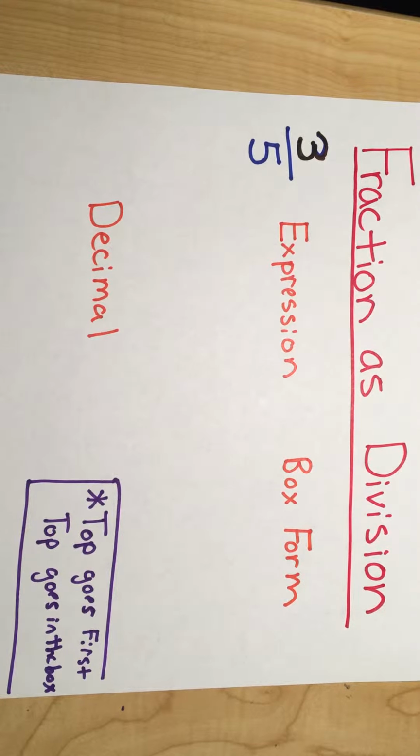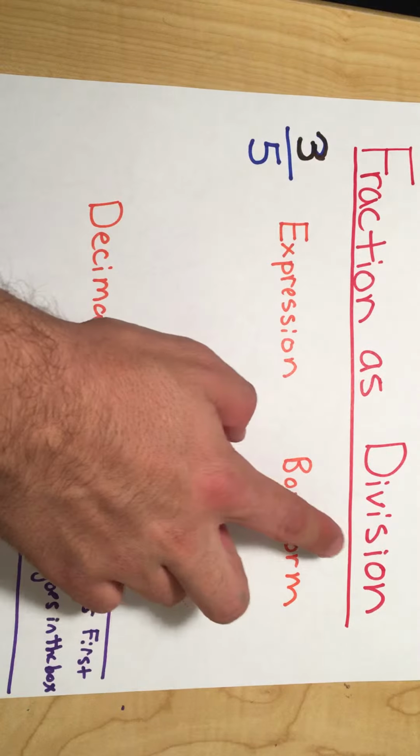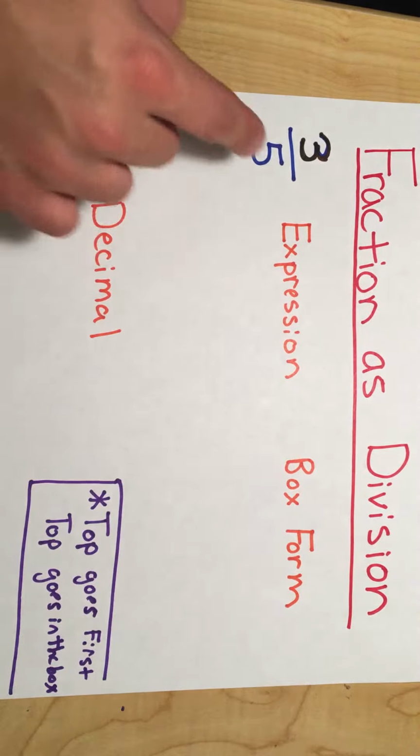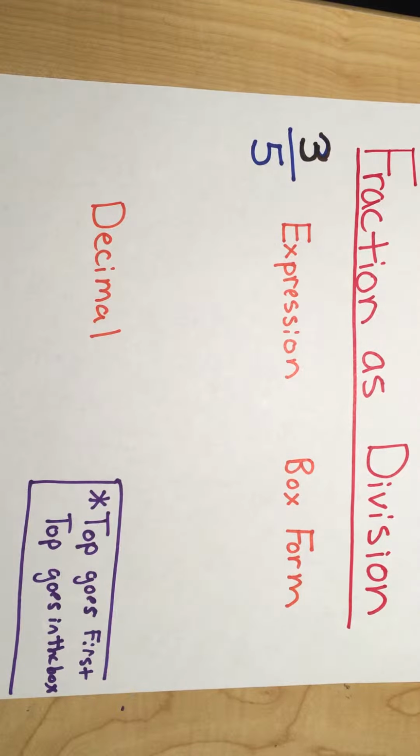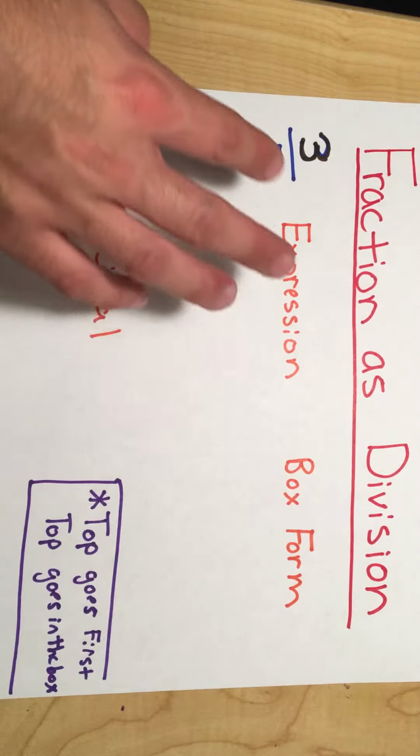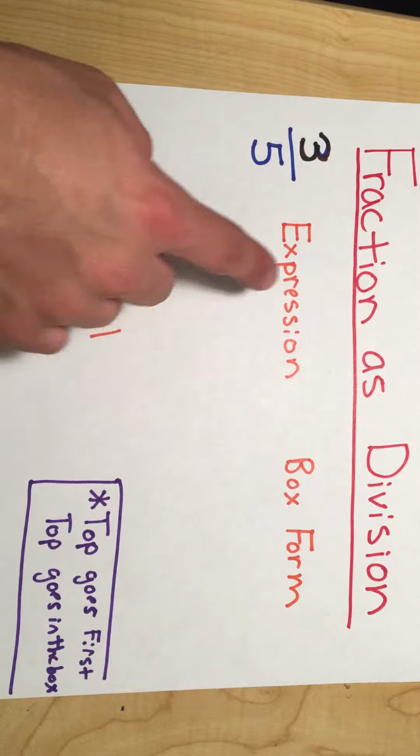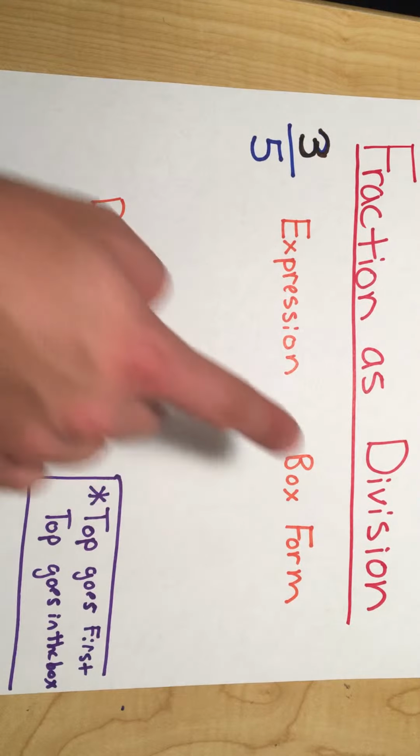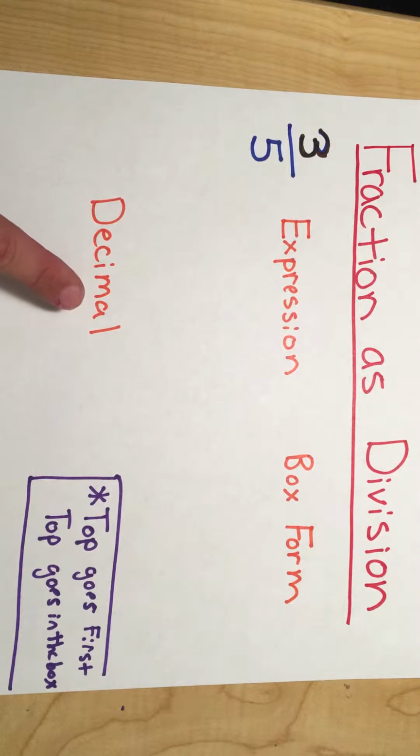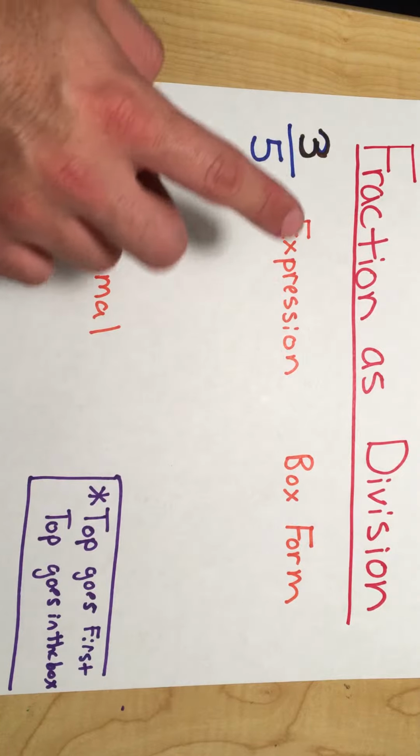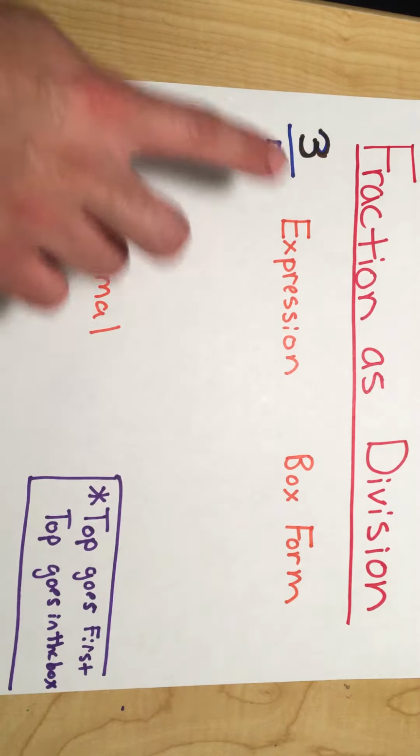What we're going to be doing today, we're going to be focusing on fractions and how they're expressed as a form of division. So here we have the fraction 3/5, right? And we're going to express it in these different forms. We're going to write it as an expression, in box form, and in decimal form. And I want us to understand that these different forms all mean the same thing.